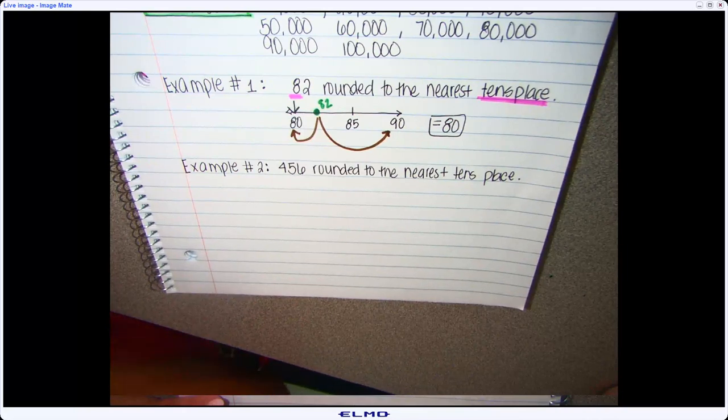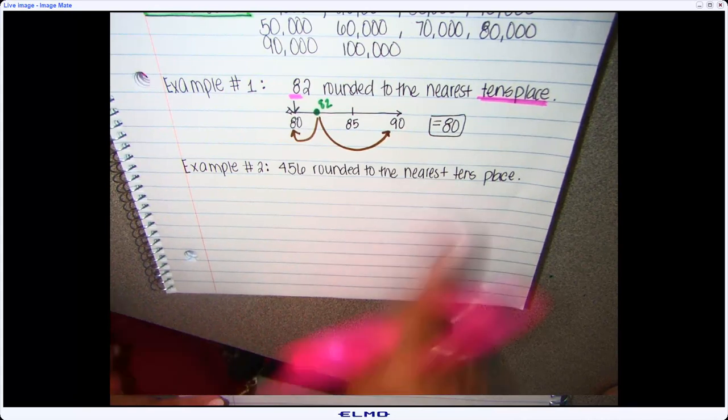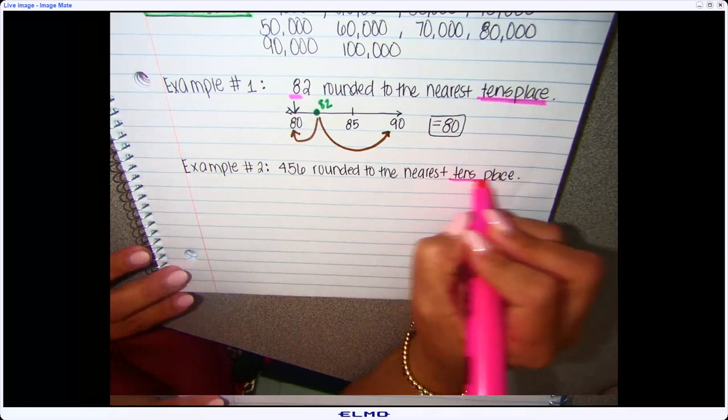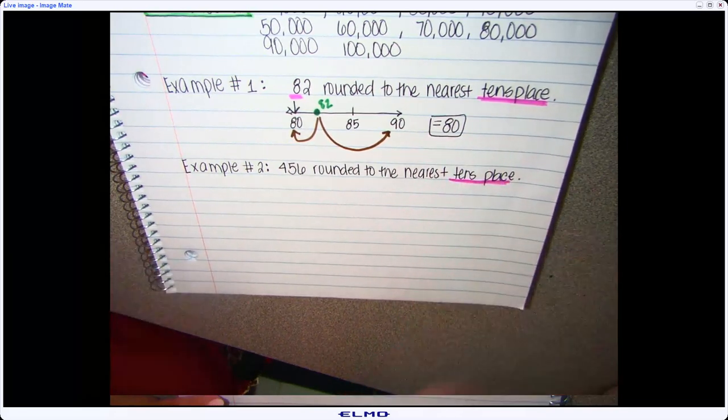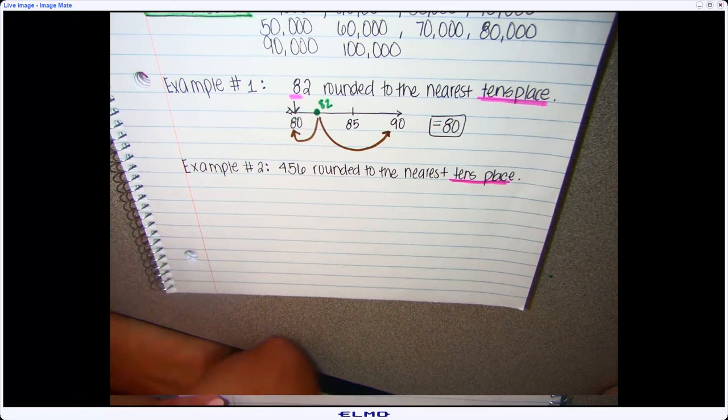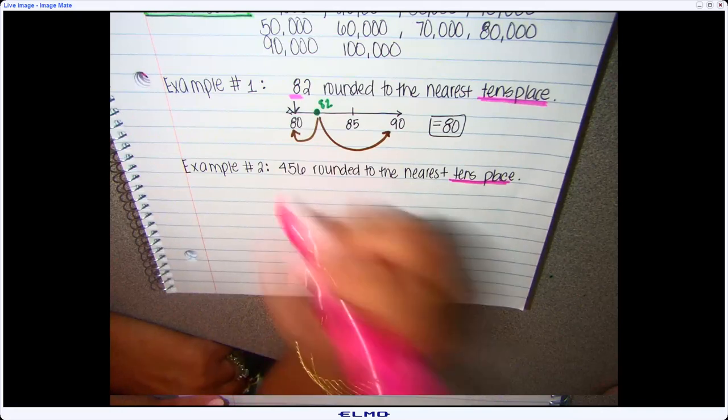Okay, so the first thing that I have to do is find what place value they want me to round to. So what do they want me to round to? Nearest 10. Tens place. What digit is in the tens place? 5.